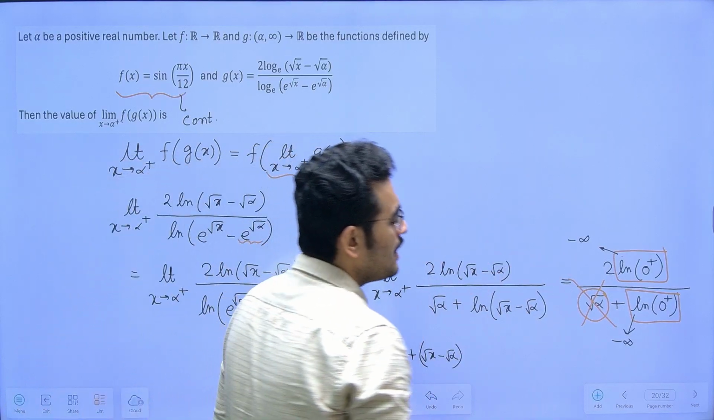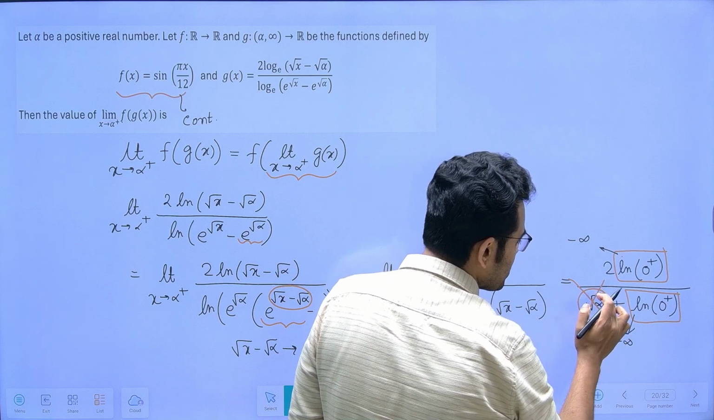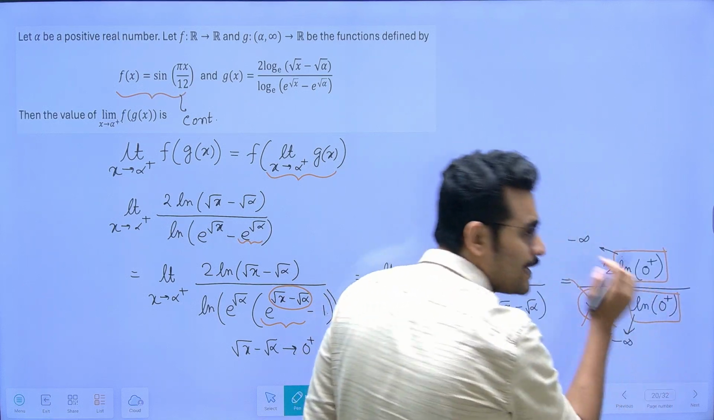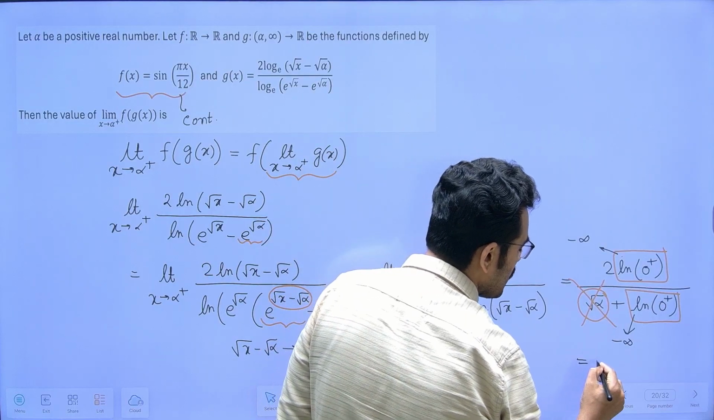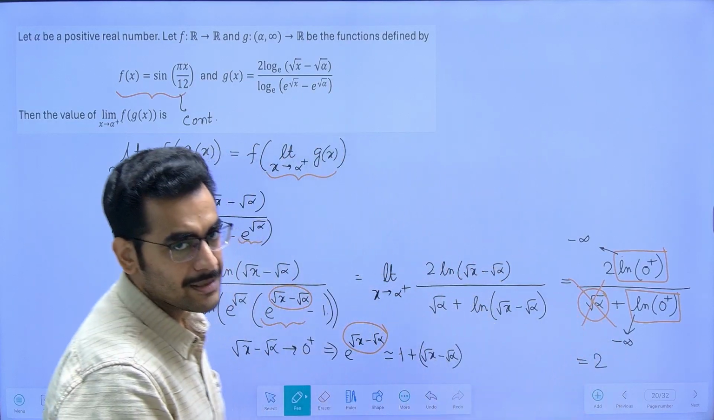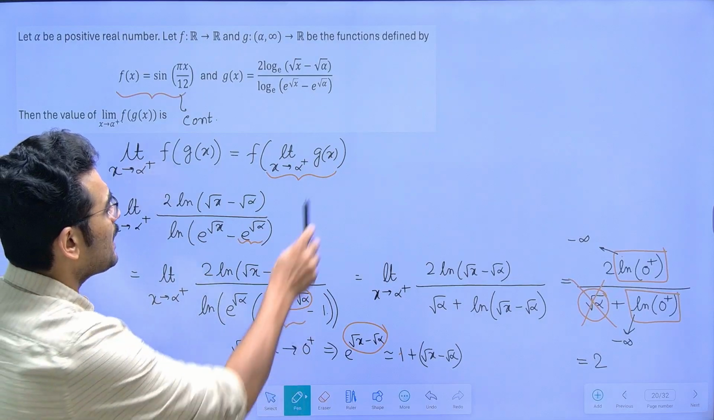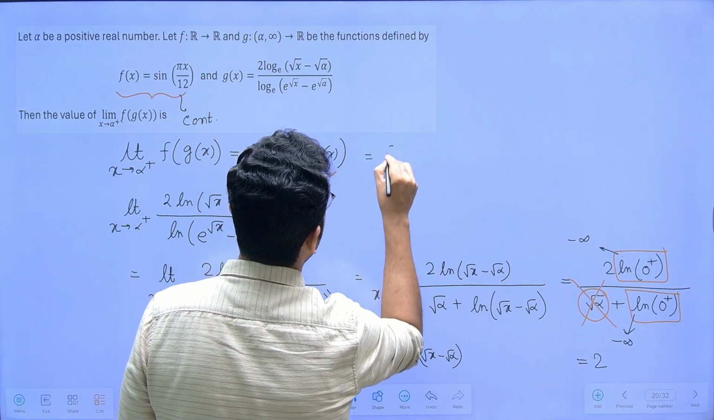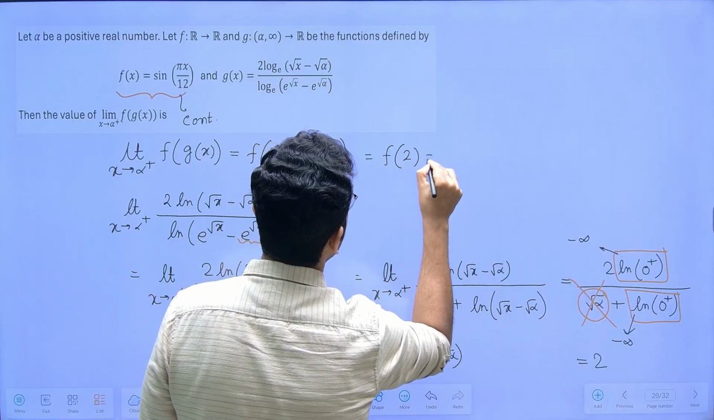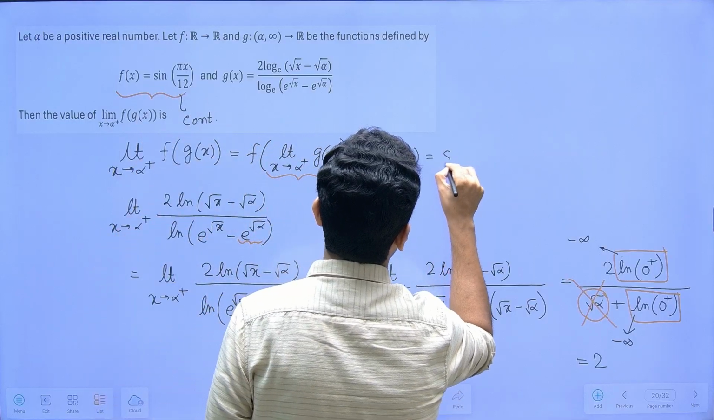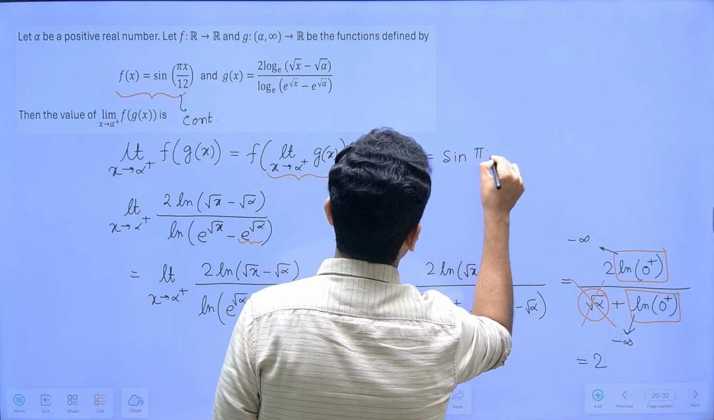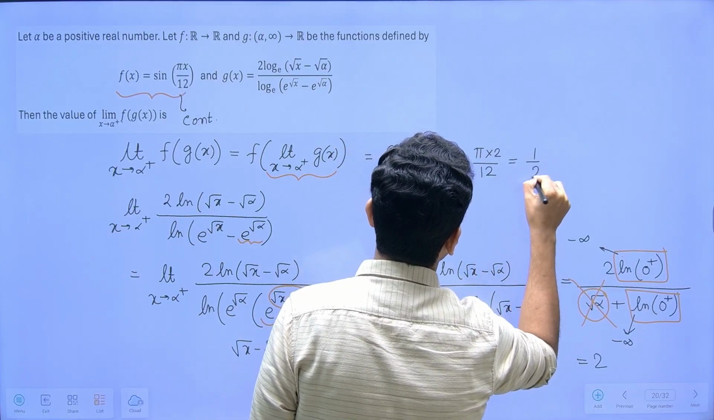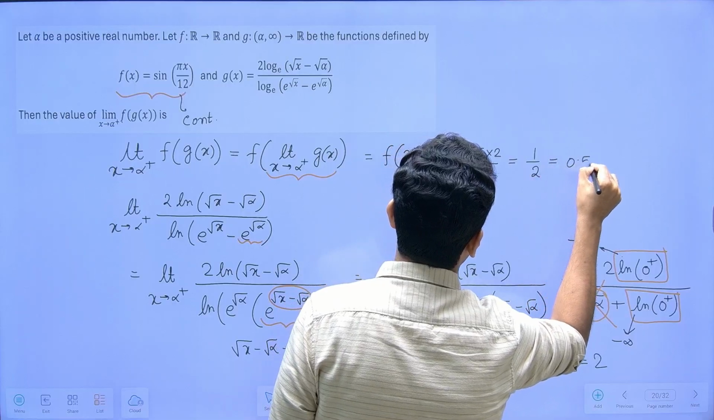Ultimately we need to compare these two values in the numerator and denominator. After neglecting this term, it will be 2 times something tending to minus infinity divided by the same tending to minus infinity. This ratio is equal to 2 in the limiting sense. So this particular limit value is calculated to be 2. So we'll proceed with the problem. This will be f(2). We substitute x equal to 2: sine(pi times 2 / 12), that is sine(pi / 6). So the answer is going to be 0.5.